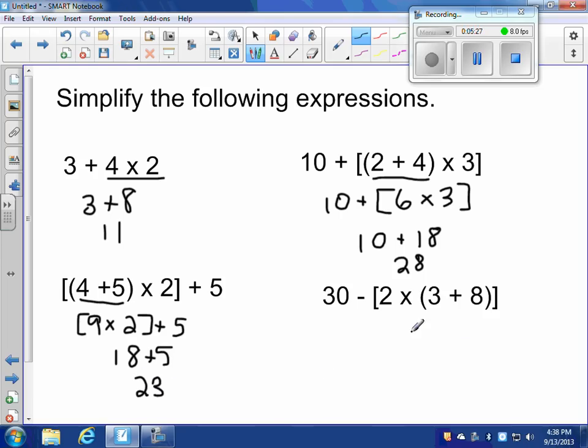Moving on to our last problem. Again, we're going to solve this problem using order of operations first. So we have this addition problem inside the parentheses. So 8 plus 3 gives us 11. And now I'm going to solve the bracket. So 2 times 11 is going to give us 22. So now we have 30 minus 22, and that gives us an answer of 8.